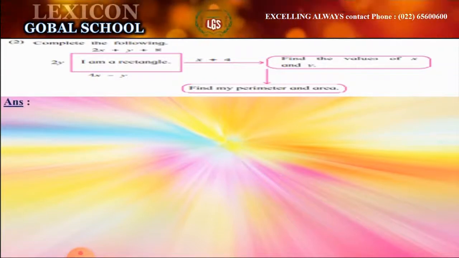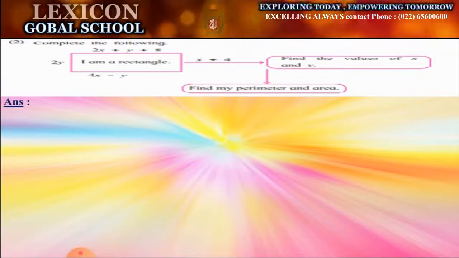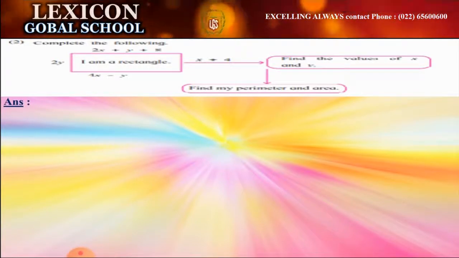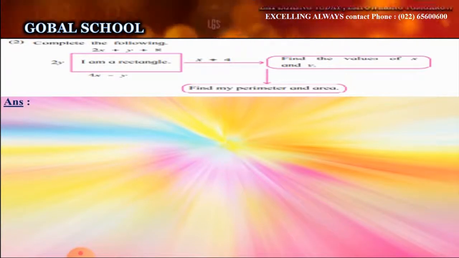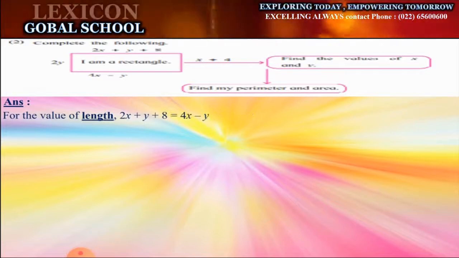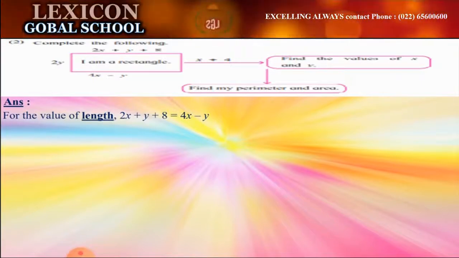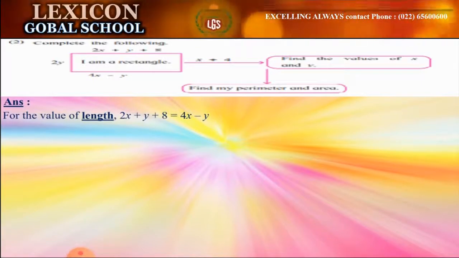From the given conditions, what is given to us? Length. We have two different values for length. In the first case, we have 2x plus y plus 8, and in the second case, we have 4x minus y. But in a rectangle, we don't have two different values of length. We have only one single value. Therefore, both the lengths would be equal to each other. For the value of length, we are going to write 2x plus y plus 8 is equal to 4x minus y, because a rectangle doesn't have two different values for length.